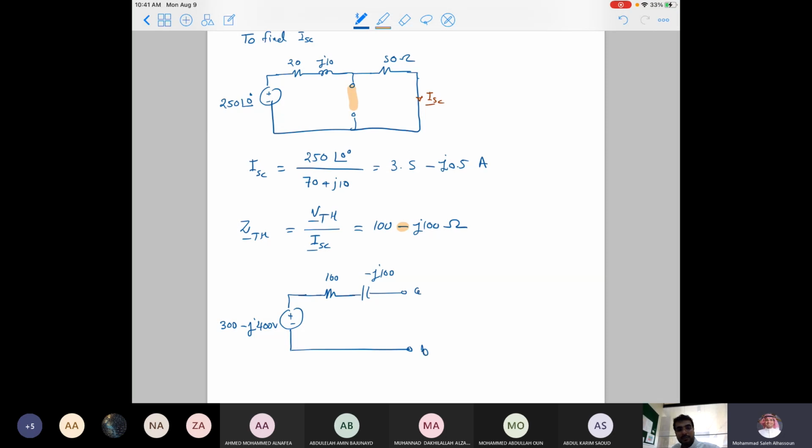Any questions, Shabab? Kareem? Yes, doctor. I understand until the Thevenin. Then how did we get the capacitor that's minus J100?